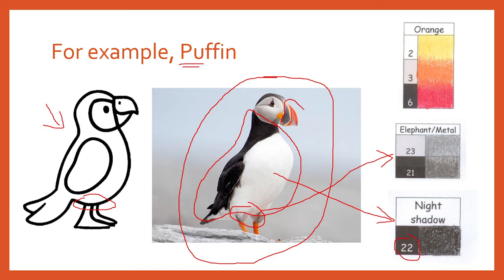And then for the beak, you see the big area here, I use this color, using pencil number 2, number 3, and number 6. The color pencil number 2, number 3, number 6, to color the beak. Try to get as close as possible to the color that you can find from the color chart. Okay, compare it with the real picture of this bird, the puffin bird.